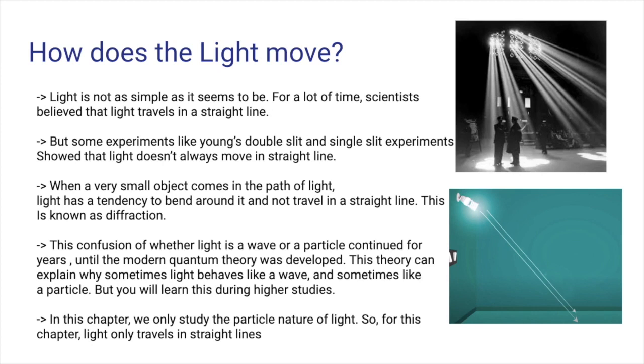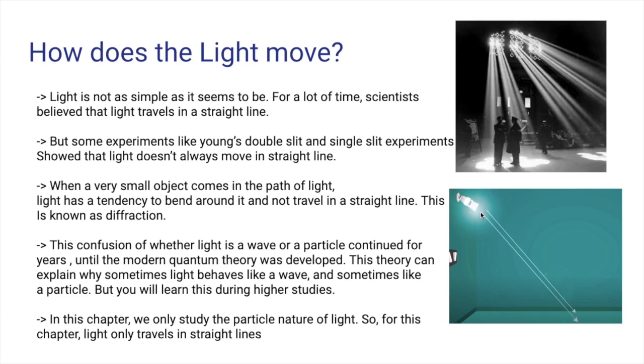Let us first start with the most basic question: how does the light move? It seems like a very simple answer, because when we hold a torch, we know that the light only goes to where we are pointing the torch. We feel that light is traveling in a straight line. So people thought for a long time that light does travel in a straight line.